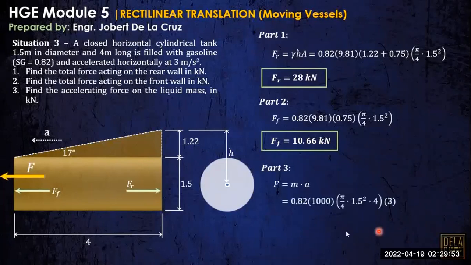So, our mass here is Sg times the gravity, no? Ano? Mass is rho times volume. Now, this is the rho of the oil. No? Sg times the rho of water. This whole term is rho of the oil. This is the volume of the oil, pi over 4 times diameter squared multiplied by 4. Then, i-multiply natin by acceleration. Then, we have the value of accelerating force.